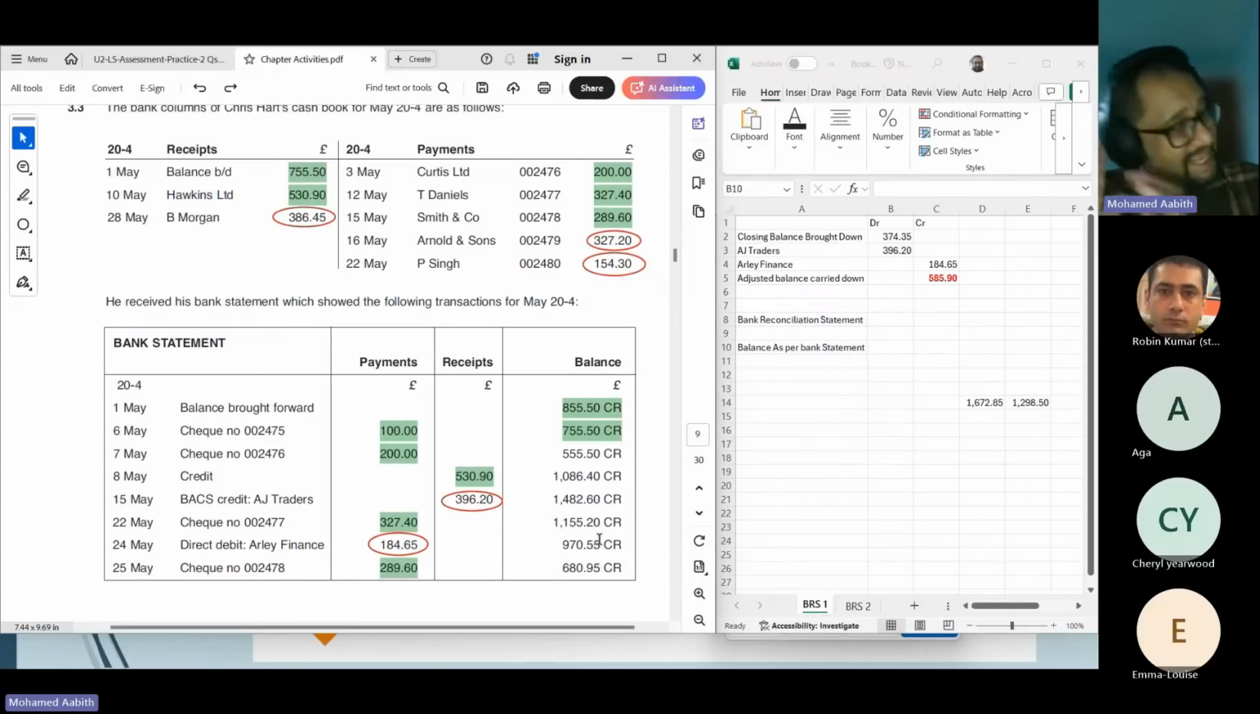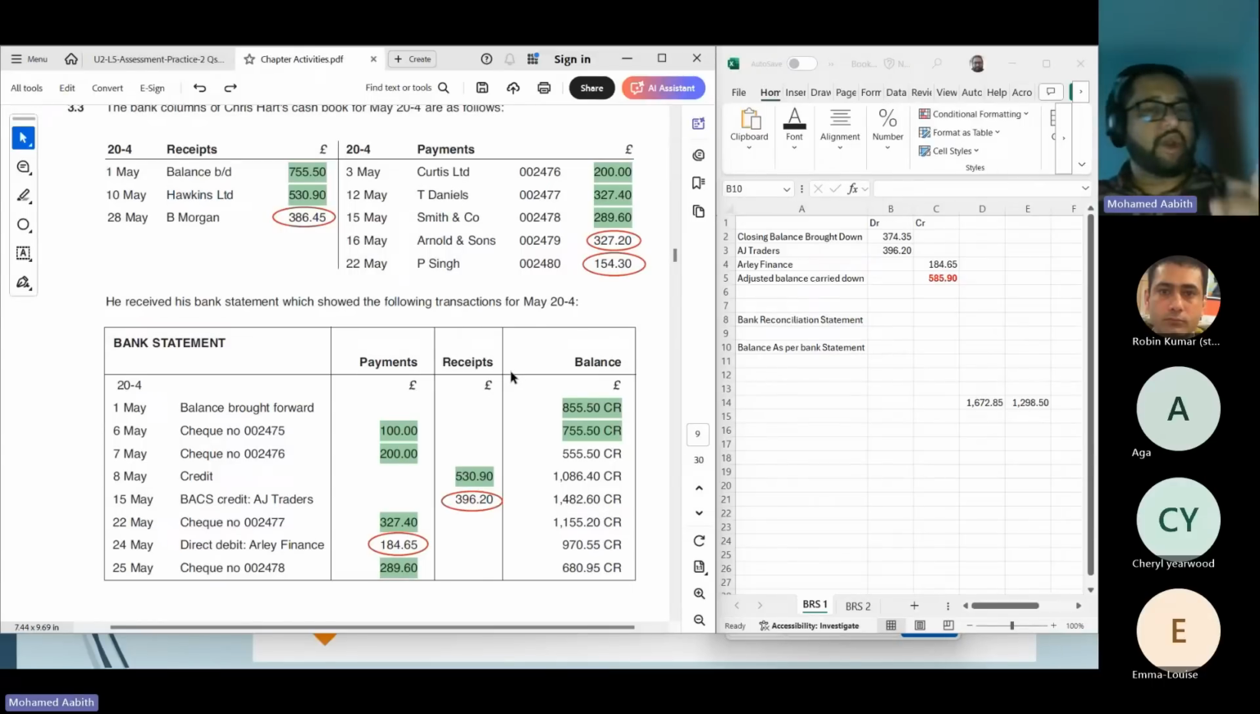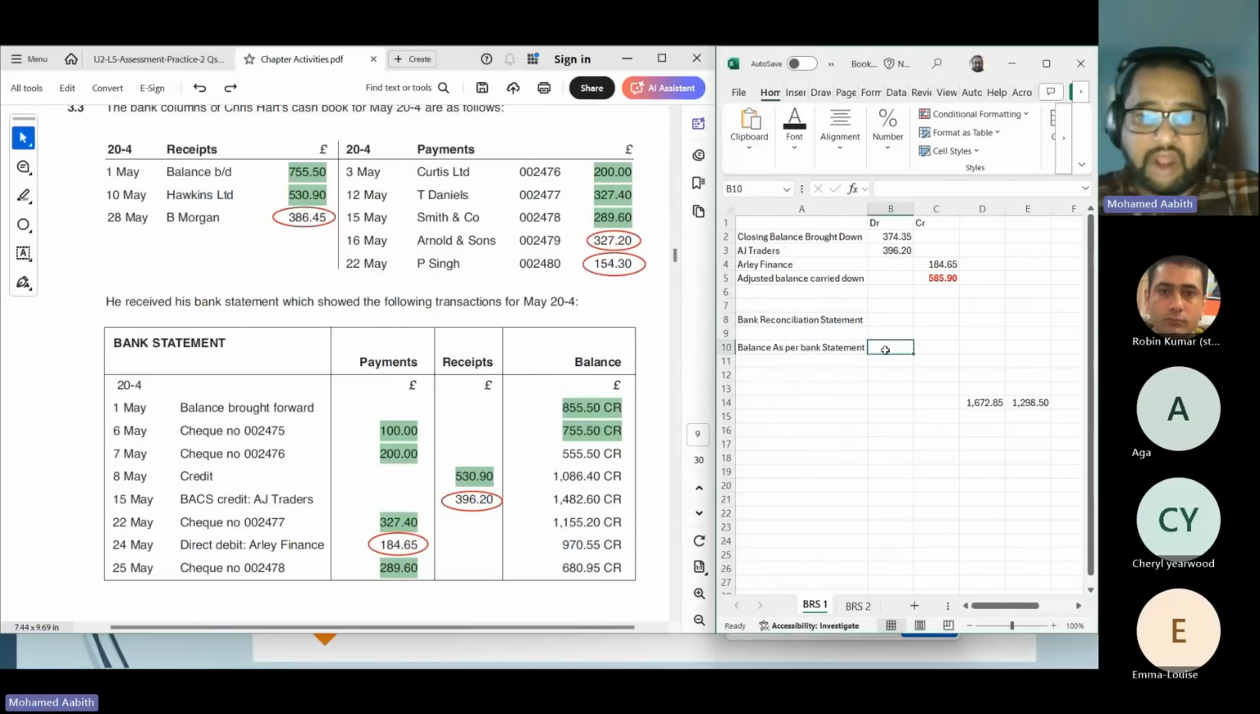That's another thing you have to keep an eye on. Your bank statement will show credit if we have money in the bank, and it will say debit if you're overdrawn, which is the exact opposite of your cash book. From the bank's perspective, we are a liability. They owe us that money. The balance should be a credit balance, because liabilities are credits in your T accounts. So the amount as per bank statement is 680 pounds 95 pence.